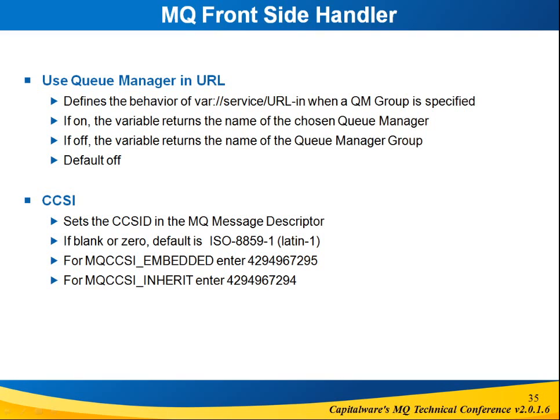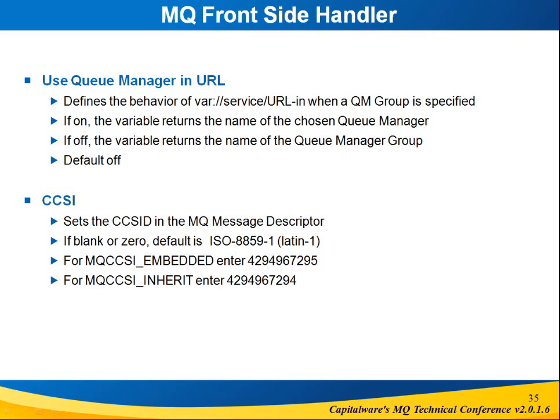And when that happens, you may say, well, I'd like to know which physical queue manager I ended up connecting to. So if you turn this option on, then it's going to put the name of the actual chosen queue manager into this variable. But if you turn it off, it's just going to simply show you the name of the queue manager group object and not give you any differentiation between which queue manager you're connected to. So that's the purpose of this particular field.